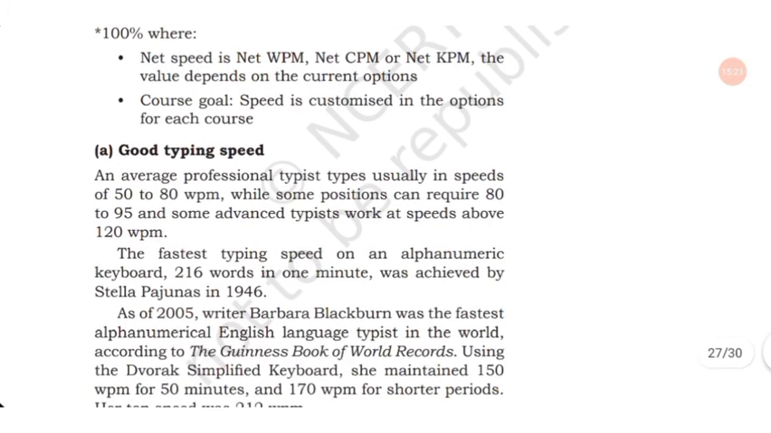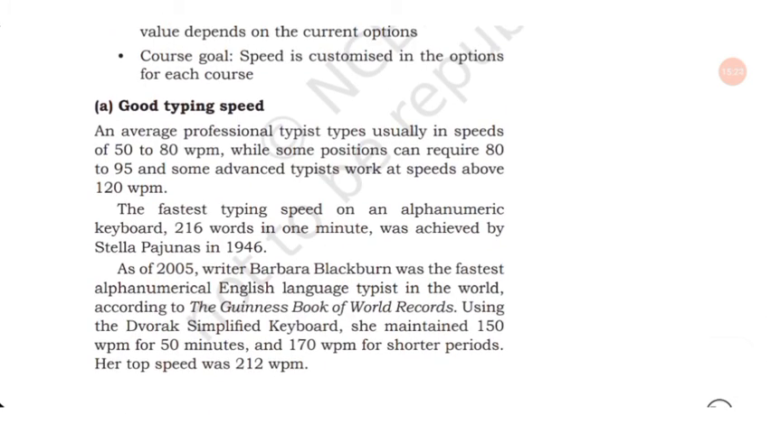Then what is good typing speed? An average professional typist types usually at speeds of 50 to 80 words per minute, while some typists can reach 80 to 95, and some advanced typists work at speeds above 120 words per minute. The fastest typing speed on an alphanumeric keyboard, 216 words in 1 minute, was achieved by Stella Pajunas in 1946.